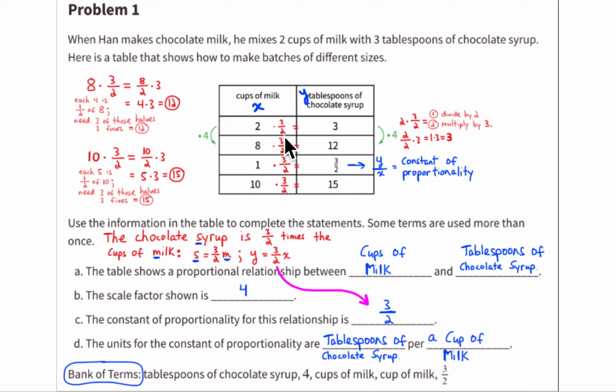So 2 times what factor equals 3? This is the constant of proportionality. 2 times 3/2. So that 3 divided by 2 is the constant of proportionality. 2 times 3/2 equals 3. 8 times 3/2: 8 divided by 2 is 4, 4 times 3 is 12. 10 divided by 2 is 5, 5 times 3 is 15. Alternatively, you could use the scale factor in certain places. 2 times 4 is 8, 3 times 4 is 12. But you can always use the constant of proportionality.